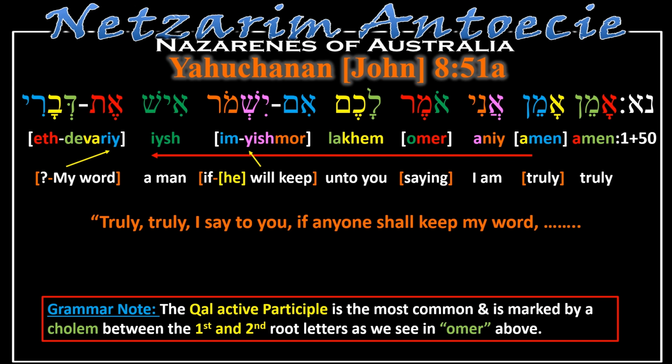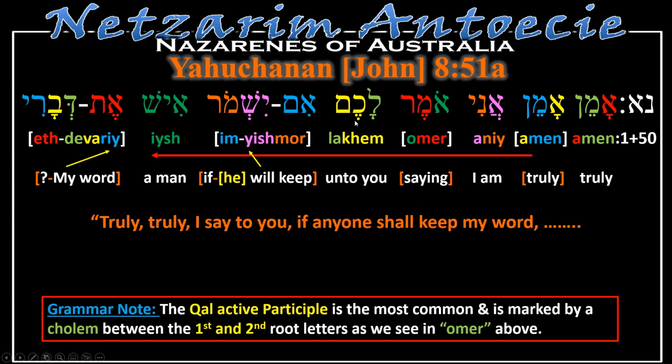Now why is it saying instead of I say, as it says here? And we have a grammar note. The kal active participle is the most common and is marked by a cholam between the first and the second root letters, as we see in Omer, above. So we have a cholam between these letters. So we know it's a participle form. That's why I'm using I am saying.